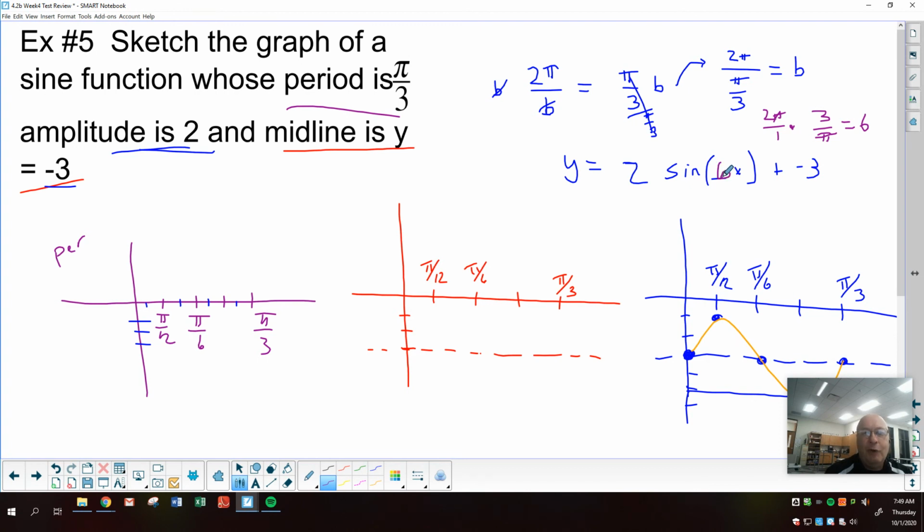That's always a trickier one to go backwards like that. And the only thing that's really tricky is 2 pi over b equals the period. And the period goes right there. And then you just have to know how to solve your equation.